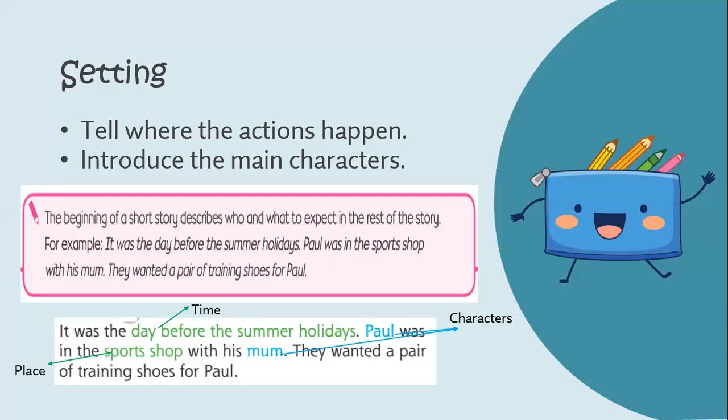It shows us the beginning, the middle, and the end of this story. Okay. At the beginning of the short story, we write about the setting of the story. And the setting is where, when, and who. I tell you the time of the events, the characters, and the place where the events happened. It was the day before the summer holidays. This is the time. Paul was in the sports shop. The sports shop is the place, and with his mom, this is the character along with Paul. So Paul with his mom, both are the characters, okay?